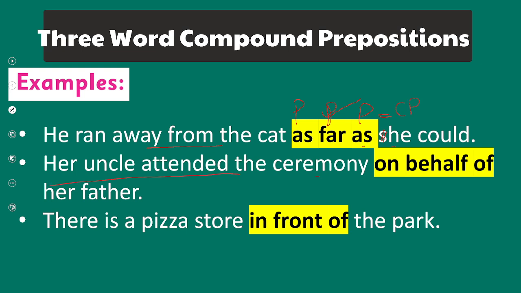Her uncle attended the ceremony on behalf of her father. On behalf of. With obviously the permission and on the behalf of someone. So, on behalf of is a three-word compound preposition. There is a pizza store. Where is it? In front of the park.